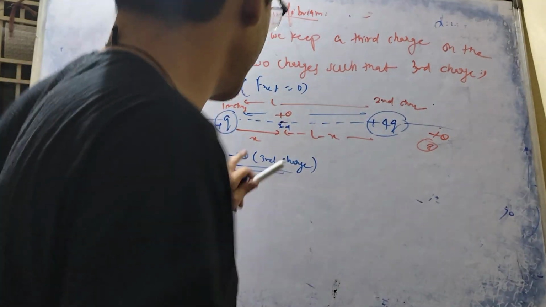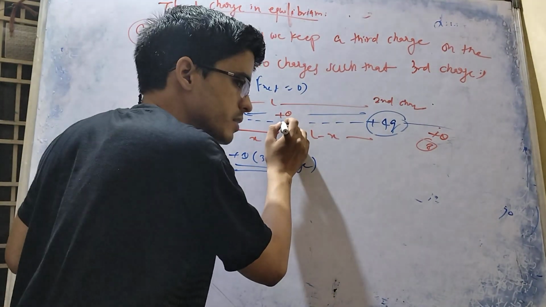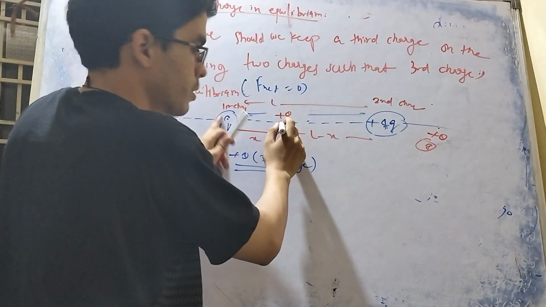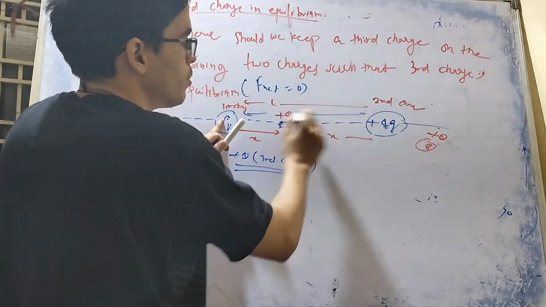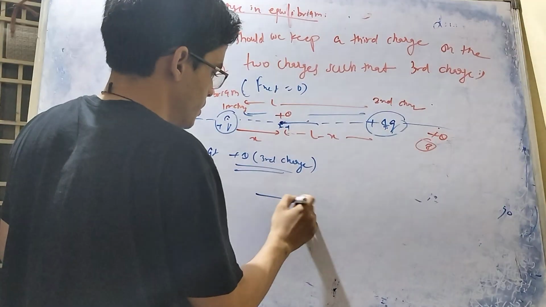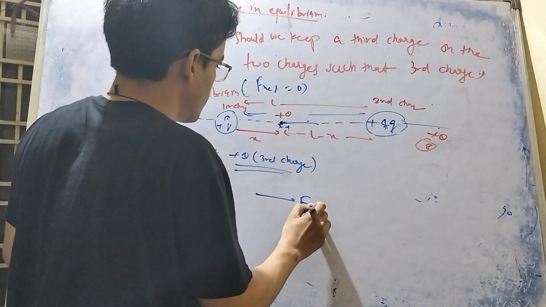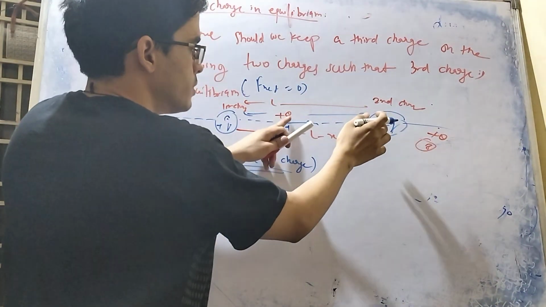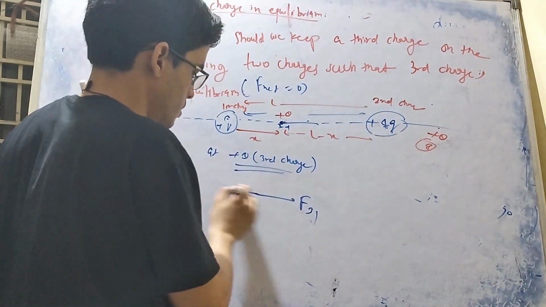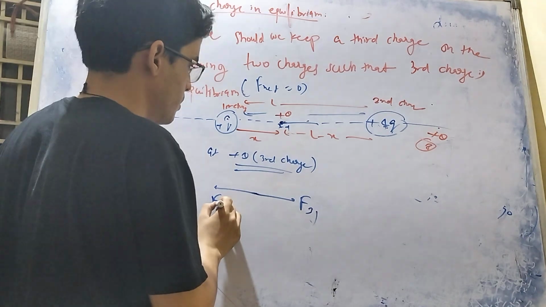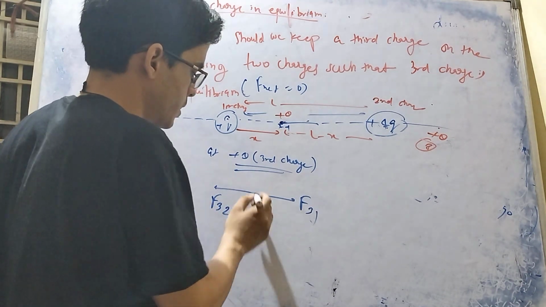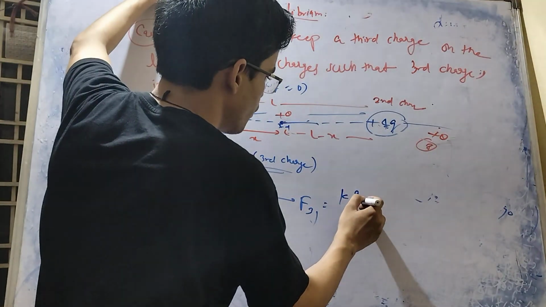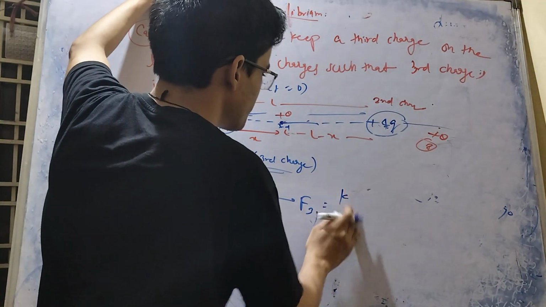Understood? See here, force will register due to this and due to this force also. Due to this it will go to the right side. F on third due to first will go to the left side. Correct? This value is K, Q1, Q2. Just I will simplify Q.